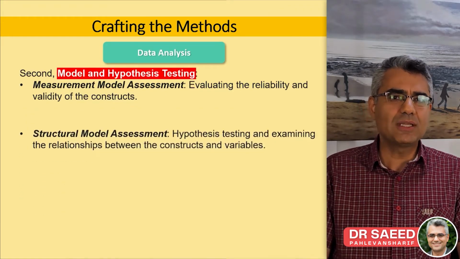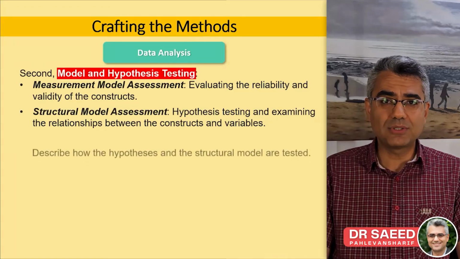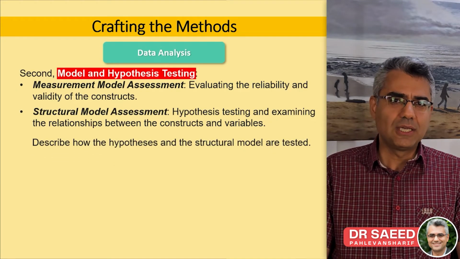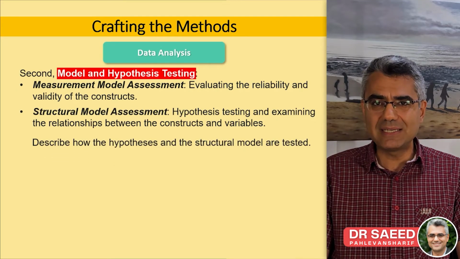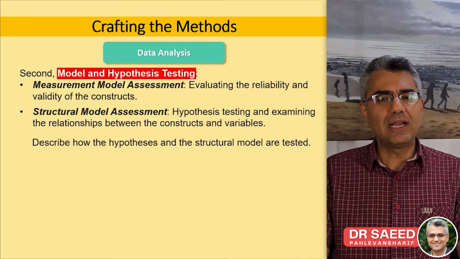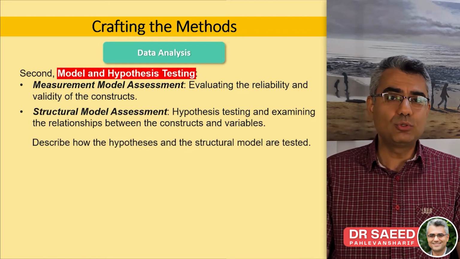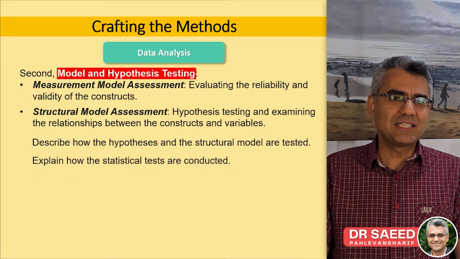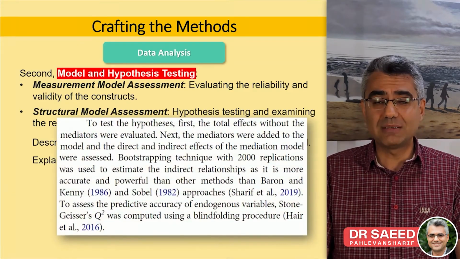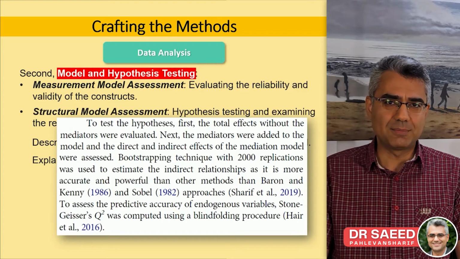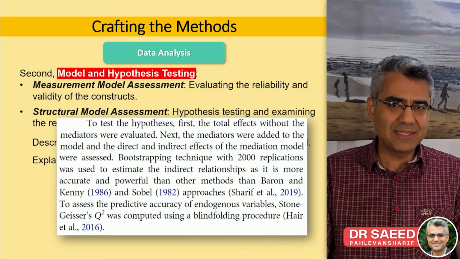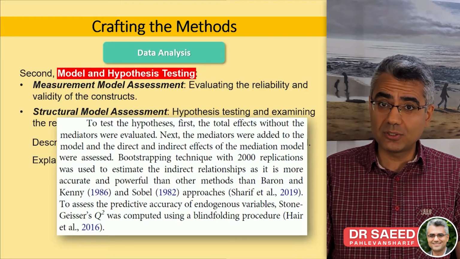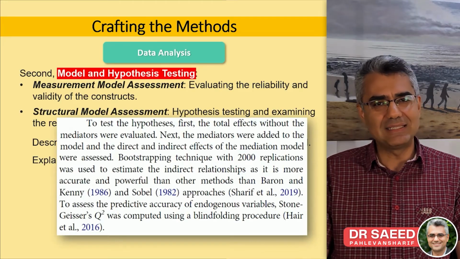In the second part, we describe how we test the hypothesis and the structural model. Your paper may involve testing a mediator, a moderator, or a moderated mediation model, and you need to explain how you conducted these tests. For example, in this paper, we followed the common approach for testing mediation, which involves two steps: assessing the total effect and then adding the mediator to the model to evaluate the mediating effects.